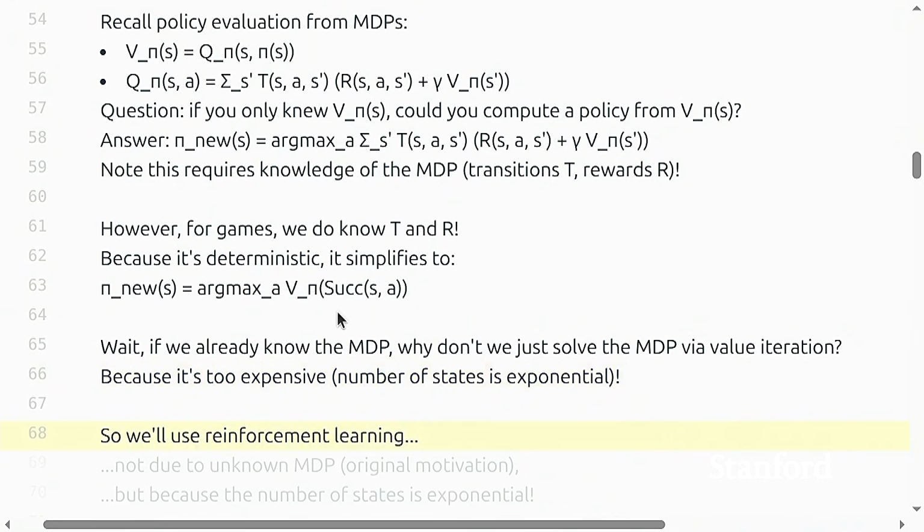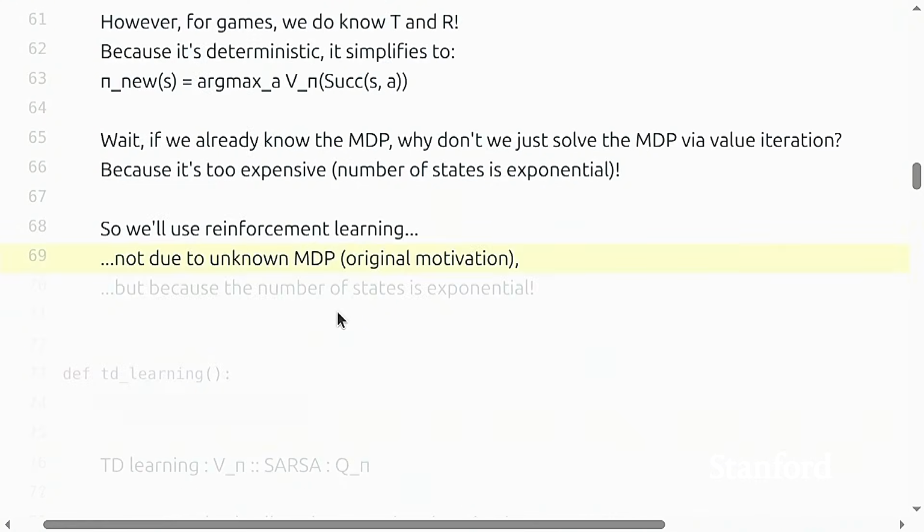But the problem is usually for games, besides tic-tac-toe or something, the number of states is just vast. It's going to be exponential, and you won't be able to do value iteration, which grows with the number of states. So therefore, we're going to use reinforcement learning. And it's important to know why we're using reinforcement learning. It's not because we don't know the MDP. We actually know the MDP quite well. But it's because the number of states is exponential, and reinforcement learning allows you to use function approximation and effectively reduce the number of states. Okay, let me pause there.